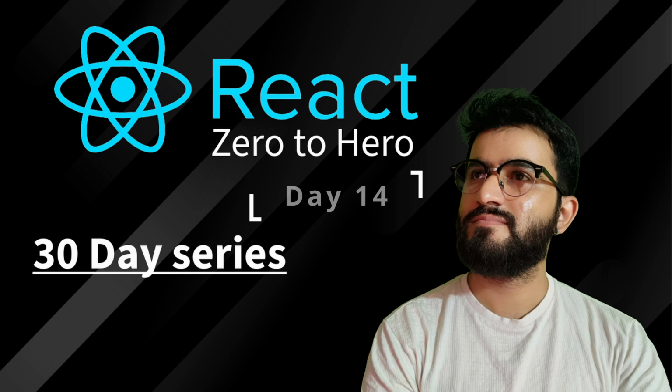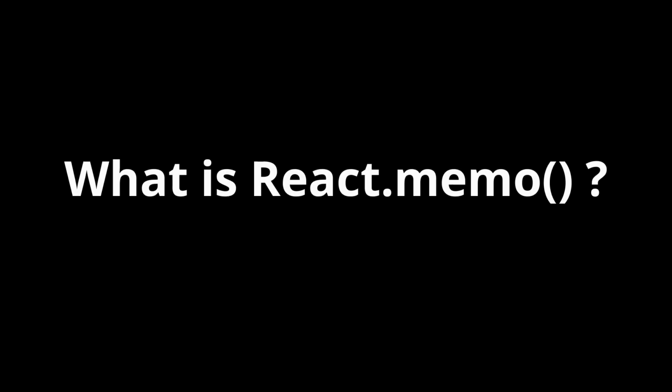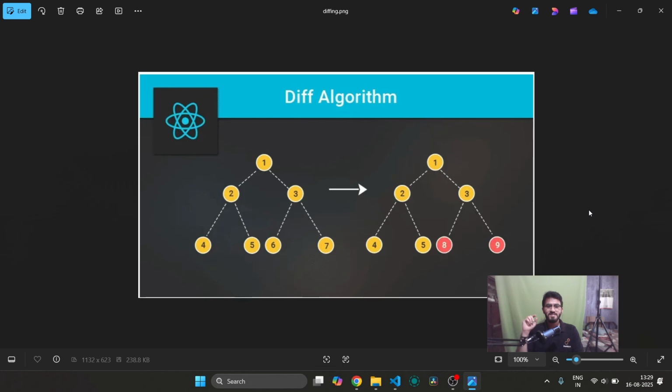And today we will be discussing React.memo. Let's get started. So in our last video, we discussed React's virtual DOM. We also discussed that whenever any single element needs an update, React updates that single element in its virtual DOM and compares it with the real DOM and updates that particular element only in the real DOM.